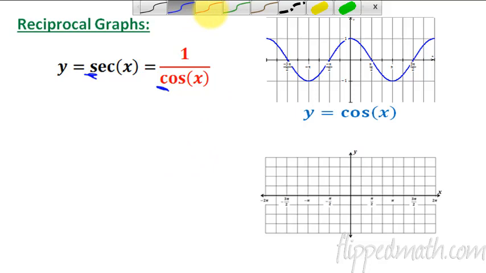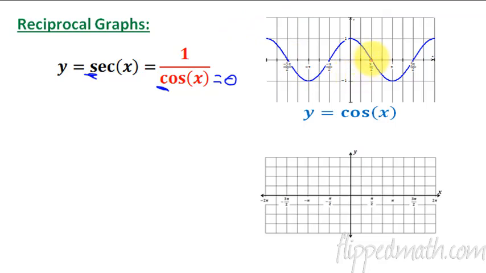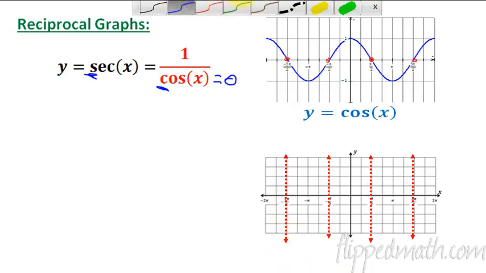So why am I writing it out like this? Because in order to graph this, we need to understand when cosine is equal to 0. If we know when cosine is equal to 0, that creates a vertical asymptote, since the denominator is 0. So let's look at this right here. All these places where cosine is equal to 0, we're going to have a vertical asymptote for the secant graph. So on your graph for y equals secant, let's graph some vertical asymptotes at all of the zeros of cosine. And there's one more. Okay, once you have your vertical asymptotes down, then the rest of this is really easy.